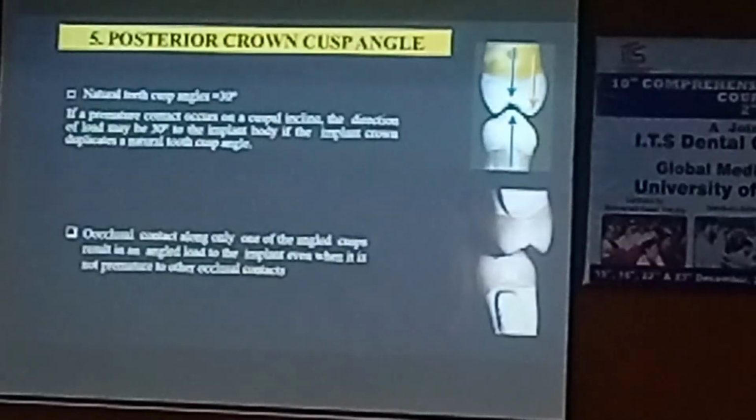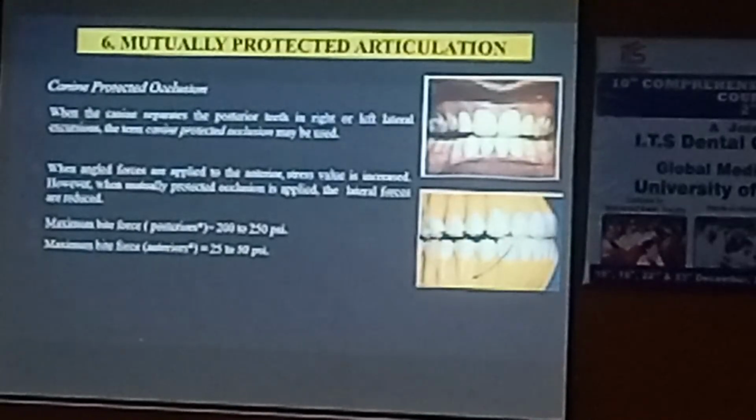Then, mutually protected occlusion. We have already discussed, because the posterior mandible is a jaw, a class 3 lever. It's like a nutcracker, isn't it? So you have maximum forces generated between the fulcrum and the load. So maximum forces will be in the posterior. So we always try to give a mutually protected occlusion. When the posteriors are in contact, the forces tend to be more axial and anterior is out of it.